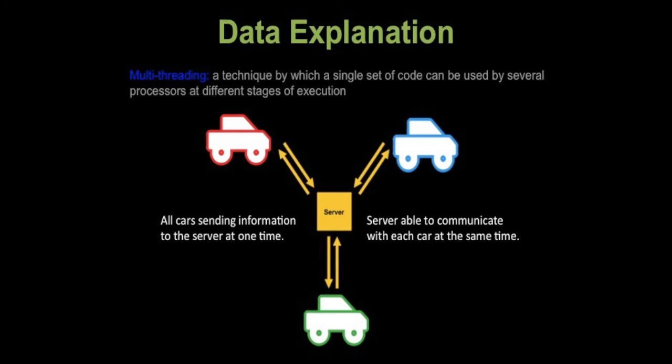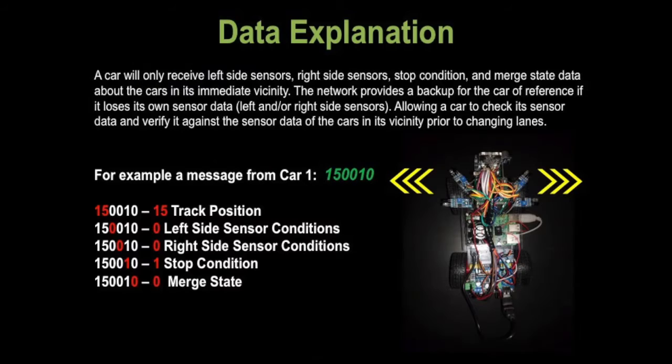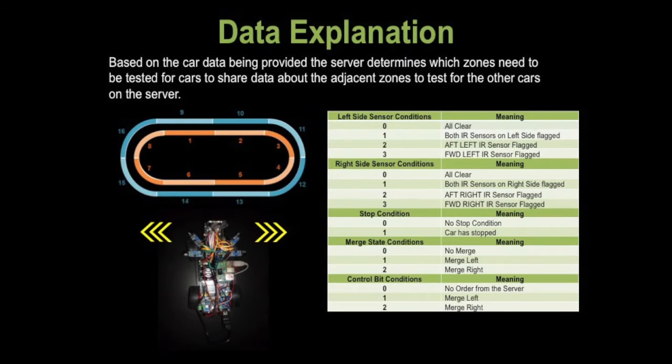With the use of a multi-threaded socket, the server can handle communication with multiple clients. Information such as vehicle location, peripheral sensor data, stop condition, and lane merging state are all sent from each car to the central control server. Each car's vicinity to other cars is determined by RFID track locations which act as position markers. The track contains 16 separate zones with 8 zones per lane.